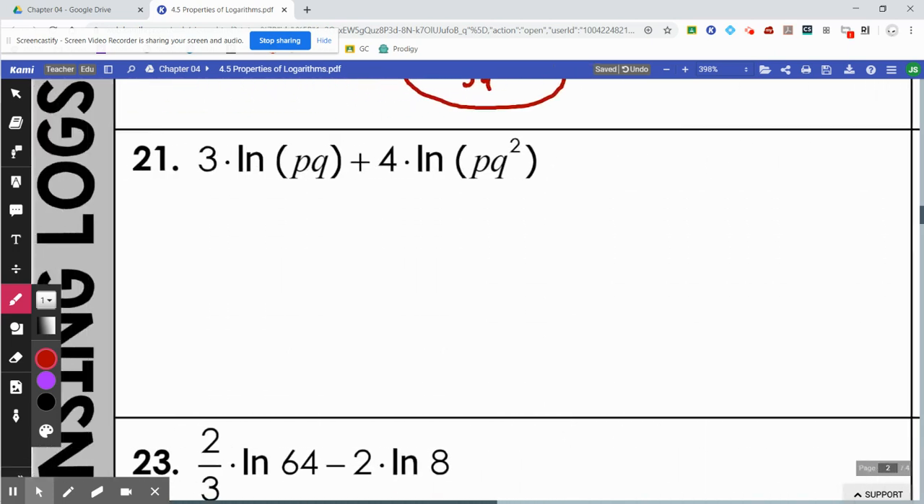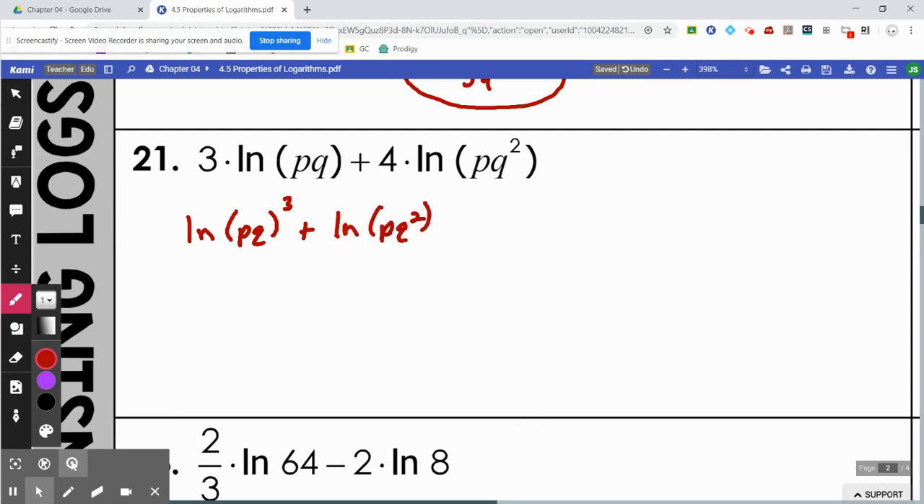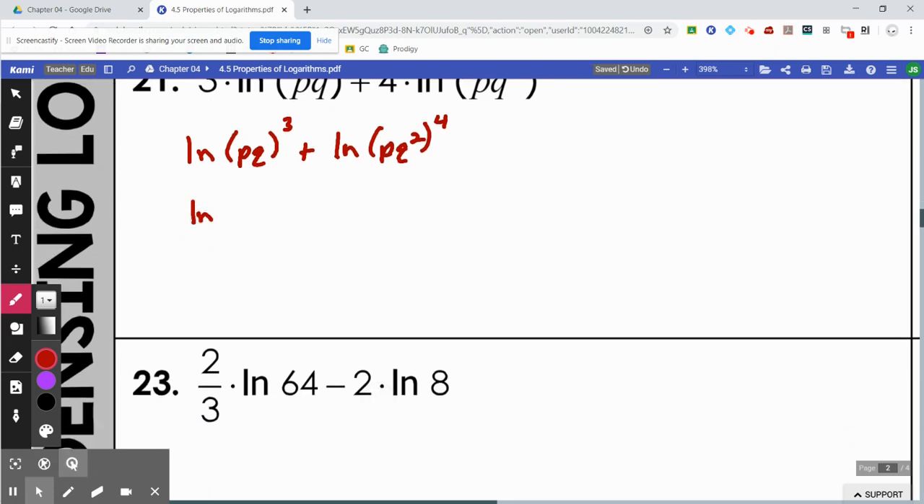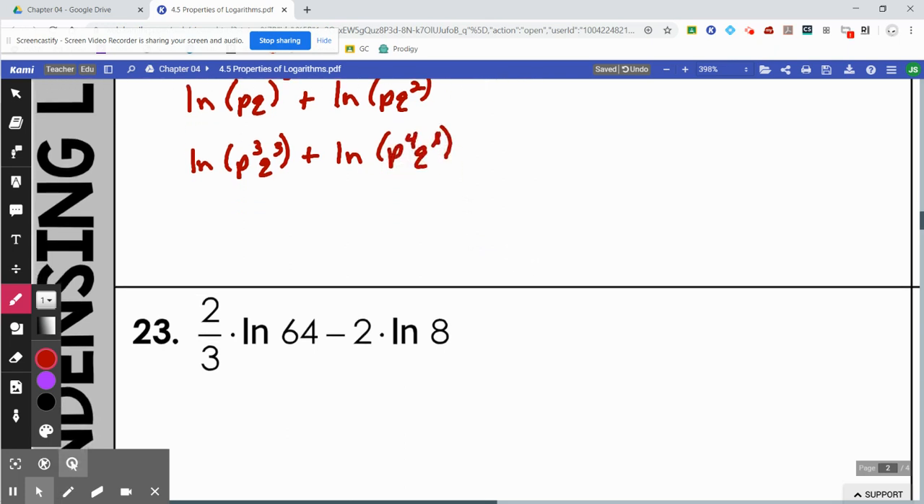Number 21. All coefficients out front, let's move them up to powers. This is the natural log of PQ raised to the third plus the natural log of PQ squared raised to the fourth. So first set of parentheses, let's raise everything to the third power. That'd be the natural log of P to the third and Q to the third plus the natural log of P to the fourth and Q to the eighth. Power to power, we multiply.